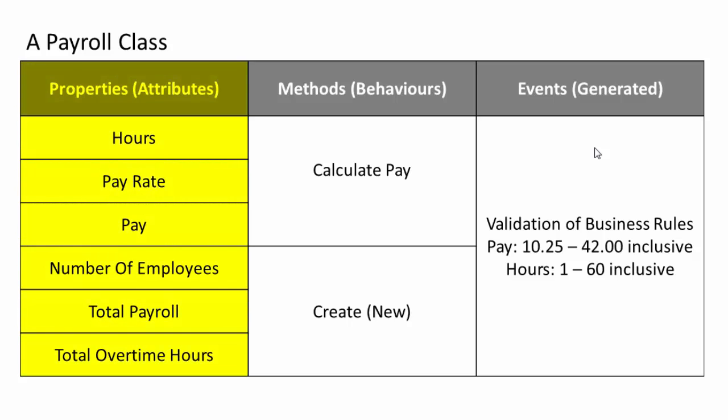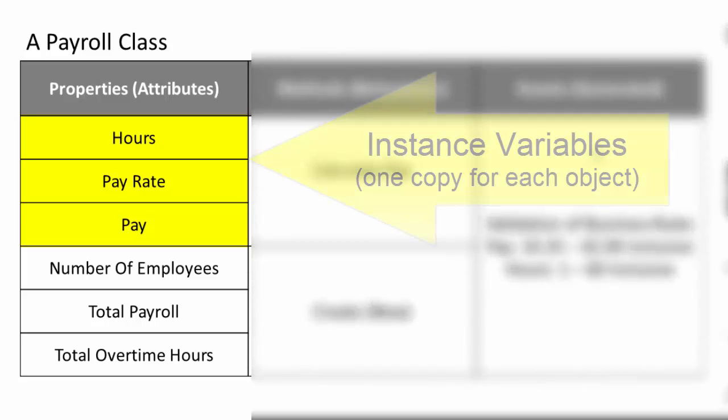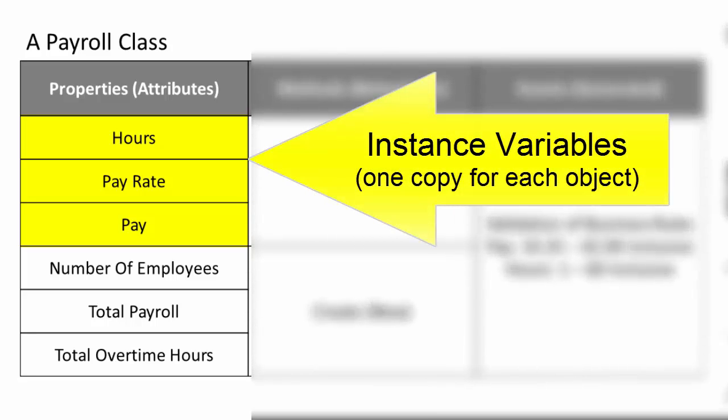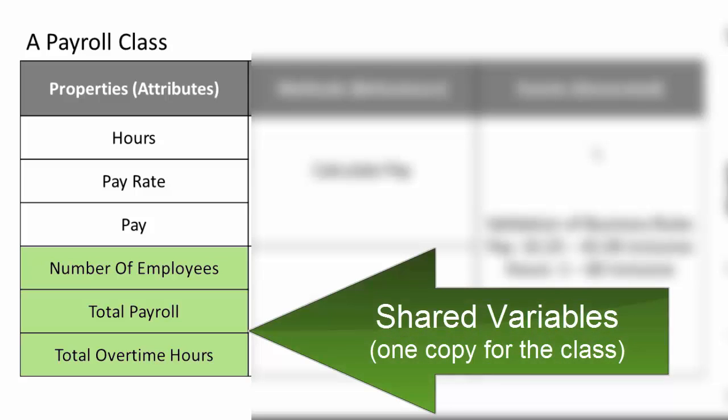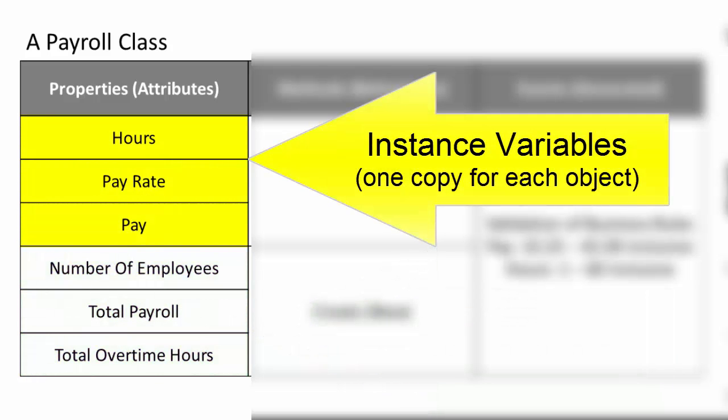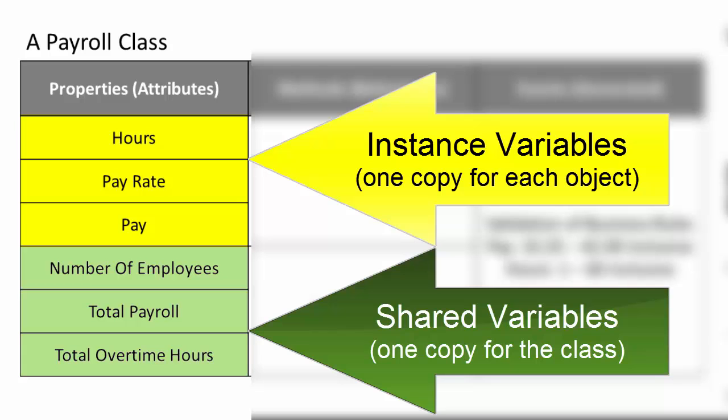There are a set of properties, and these properties are all the things that need to be a part of this class. These first few are properties that each instance of this class, or each object, each worker's payroll, will need to have recorded separately. So each worker will have their own hours, their own pay rate, and their own pay. And then there are a few down here that are the shared ones: the number of employees, the total payroll, and the total overtime hours. That needs to be tracked, but it's for all workers. So these top ones are instance variables, and these bottom ones are shared variables. But they're all properties of the class.